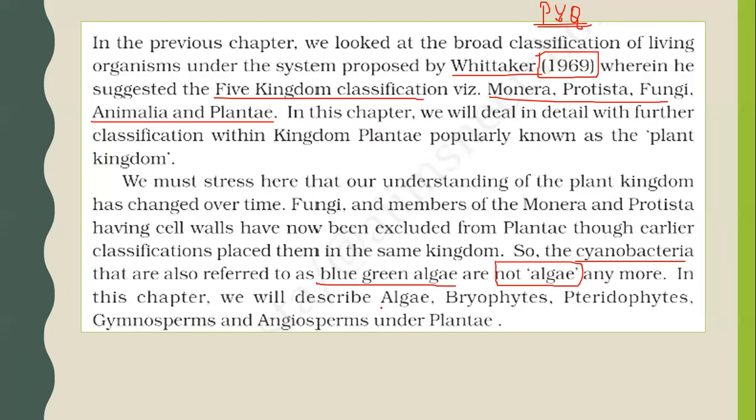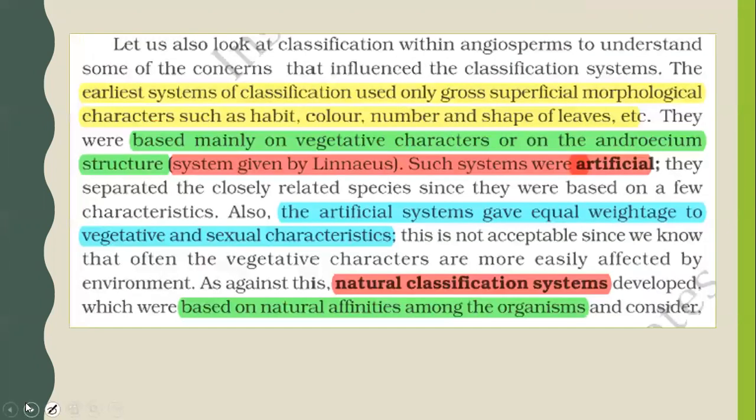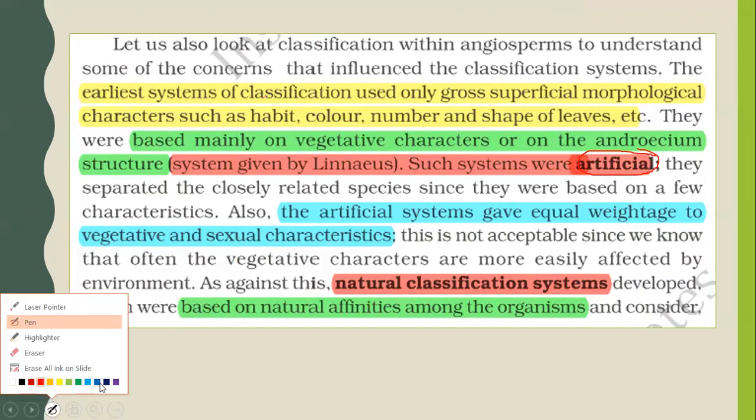So in this chapter, we are going to discuss algae, bryophytes, pteridophytes, gymnosperms, and angiosperms. So these five classes are what this chapter deals around. Am I right? Yes. So let us look at the broad classification within the plant kingdom. The first classification was proposed by R.H. Whittaker. We already studied that, and it was a plant kingdom. And here we are going to talk about the plant kingdom in detail.